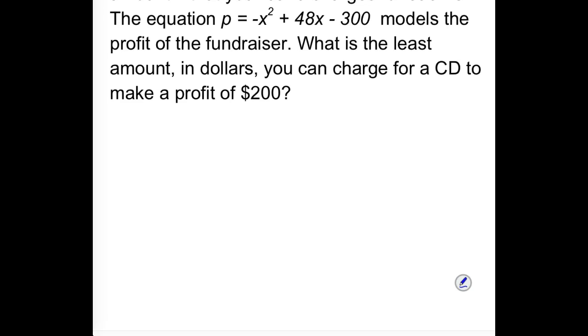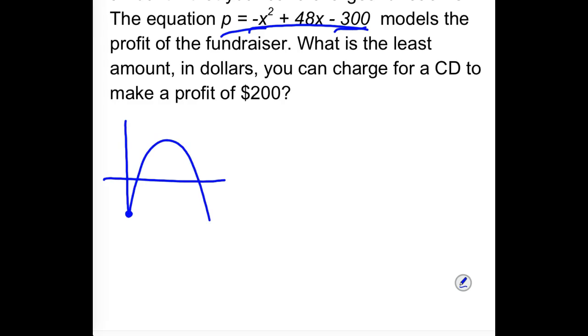If we looked at the graph of this, just y equals negative x squared plus 48x minus 300, we would have an upside down parabola. Yes? It has a y-intercept of negative 300, so we're way down here at negative 300, and it's an upside down one. The question is, what is the value for x that would get me a profit of $200?